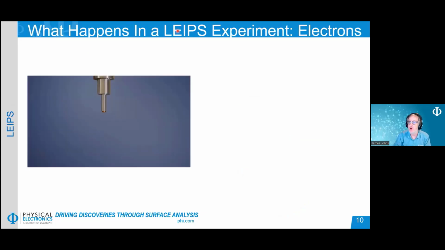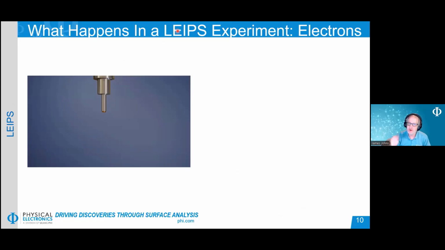We're going to start talking about the individual techniques. And the first technique that we're going to talk about is the one that I think gives the most confusion because it's the least like other surface science techniques, and this is low energy inverse photoemission spectroscopy.